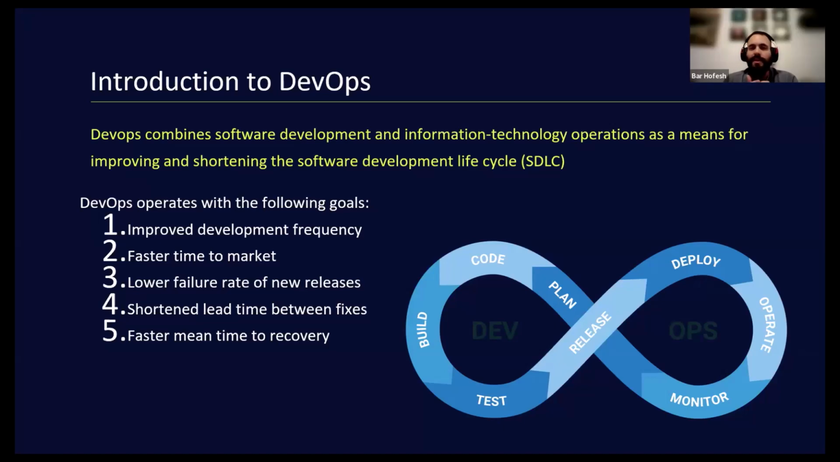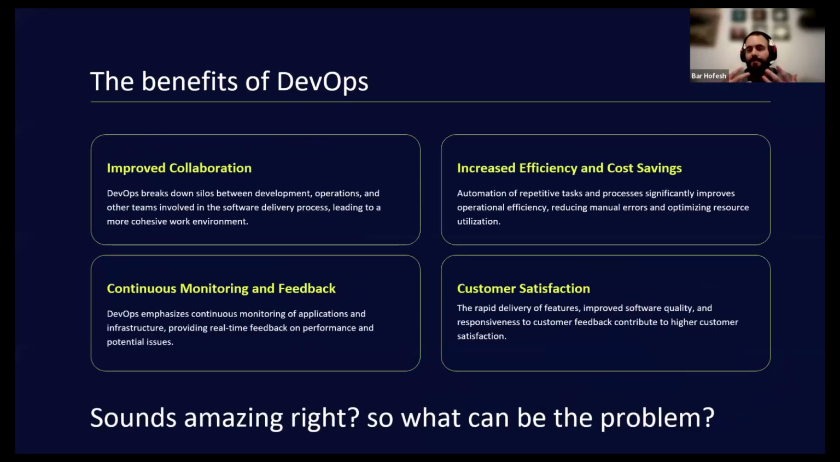We get improved development frequency, faster time to market, lower failure rate, shortened lead time between fixes, and faster mean time to recovery, right? Because we can fix things quicker. And of course, other things like improved collaboration between operations and development. It increases efficiency, and everything that increases efficiency reduces costs, right? There is also a very focused look at automation, which again saves money, saves time.